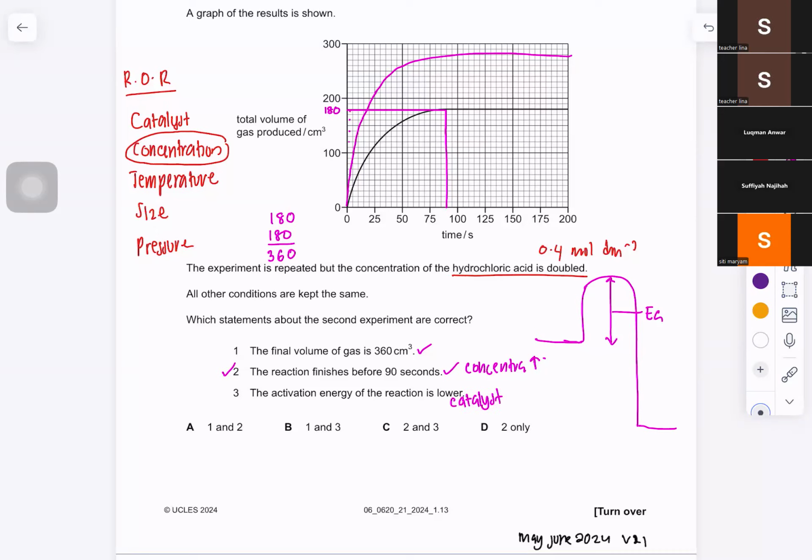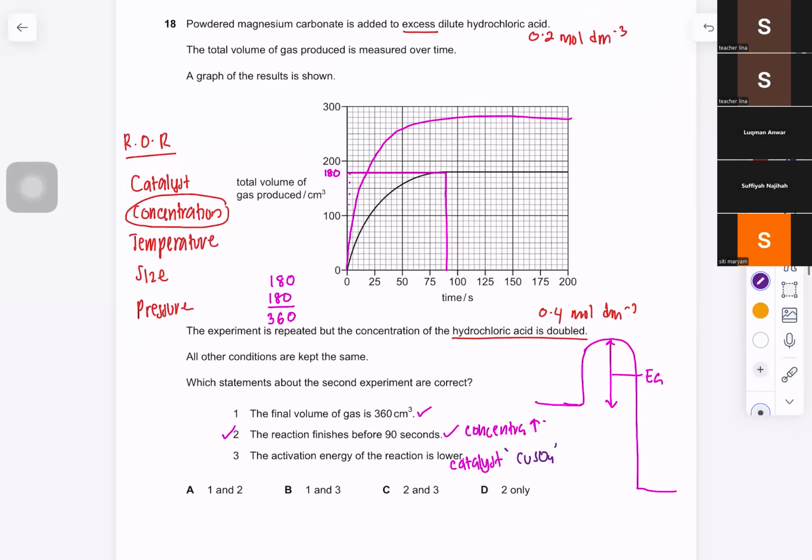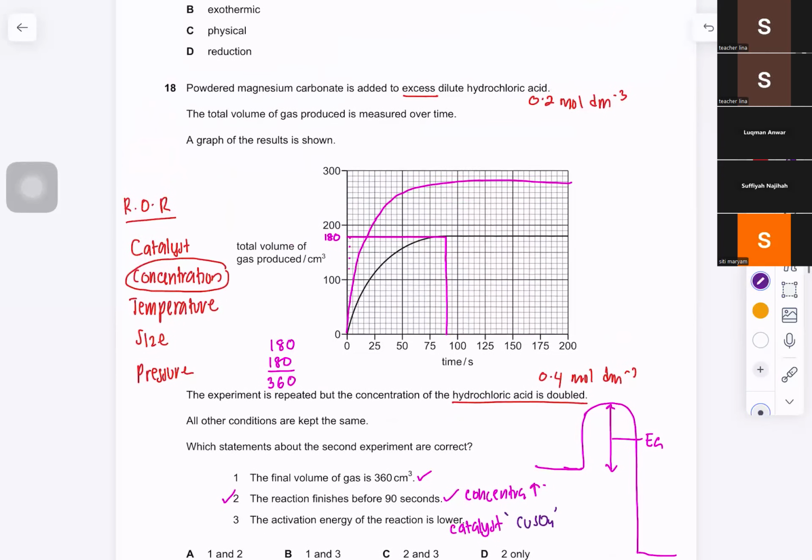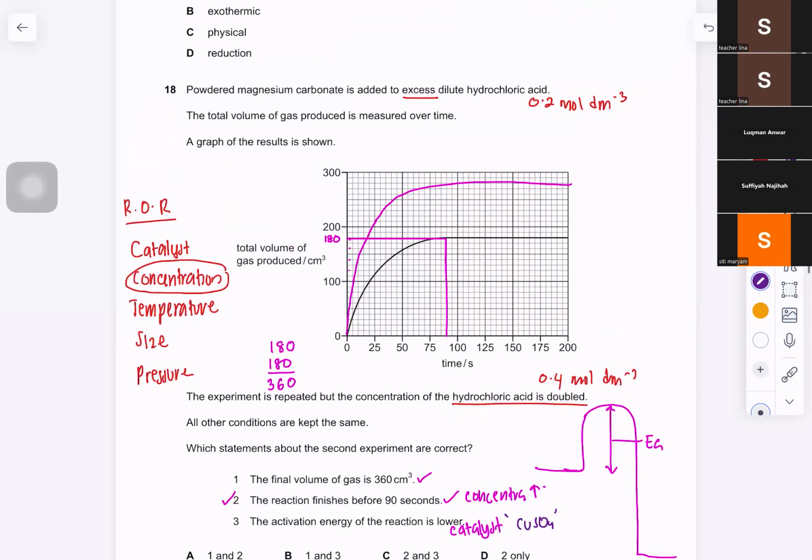Now if you did not add a catalyst, you did not add any catalyst. The catalyst, this one usually is copper sulfate, the catalyst for metal plus acid, if it is a real reaction. So you did not add a catalyst. You did not add copper sulfate. Was copper sulfate added? Okay, no.